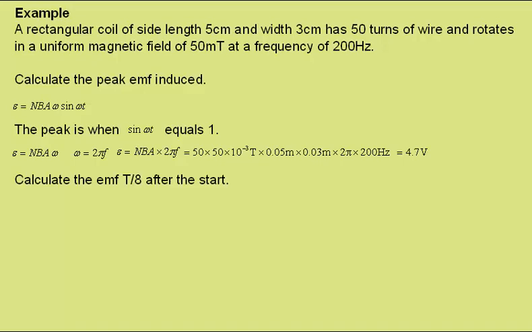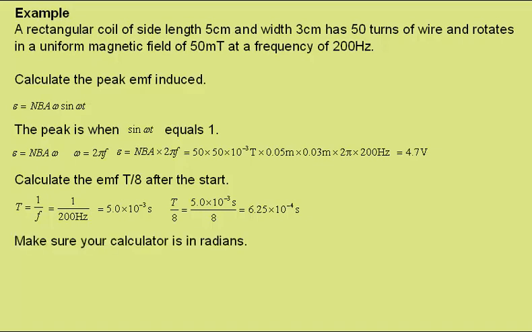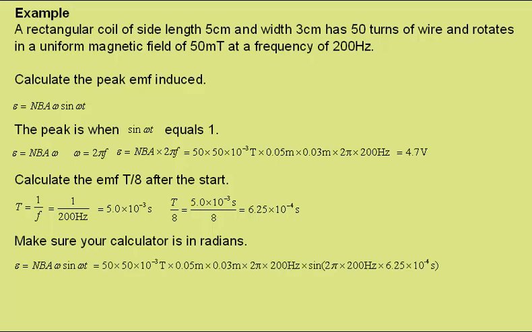Next we're asked to calculate the EMF 1/8 of the time period after the start. Well, first we need to find out what the time period is, and it's given by 1 over frequency, which in this case is 1 over 200 Hz, giving a time period of 5 milliseconds. So 1/8 of this is 6.25 times 10 to the minus 4 seconds. Now we need to make sure our calculator is in radians. Before we carry out this calculation, we can now put in all the values we have, and this gives an EMF of 3.3 volts.